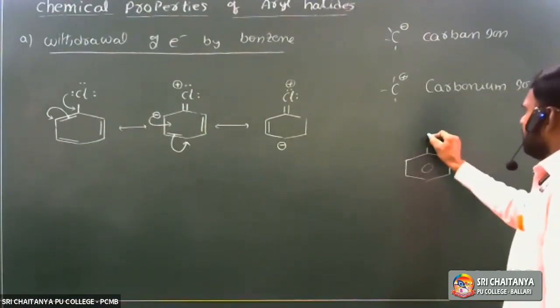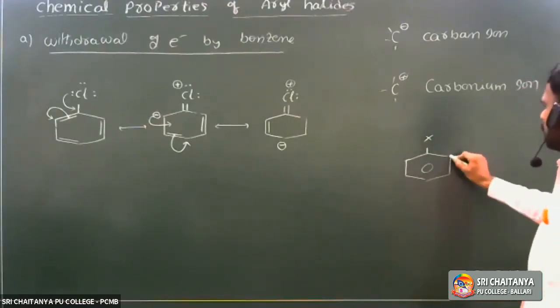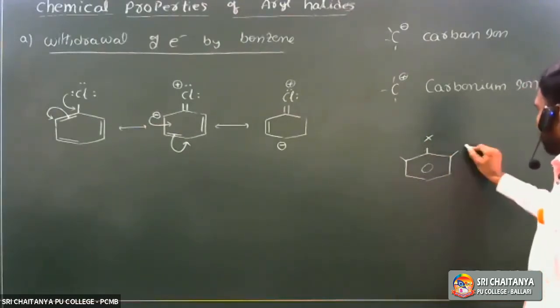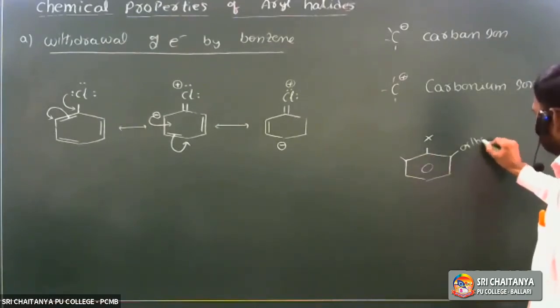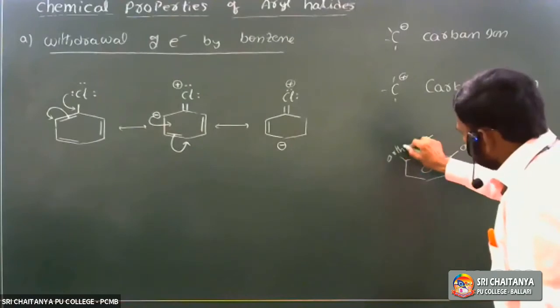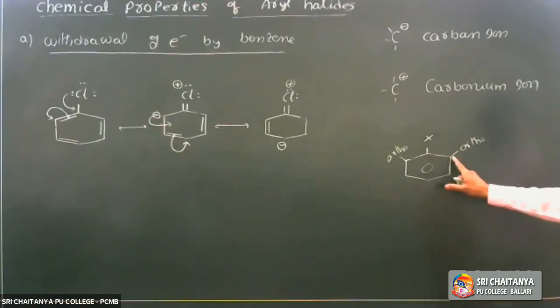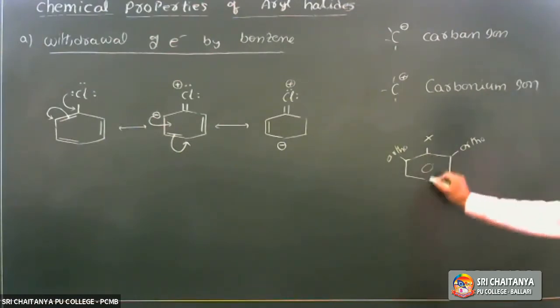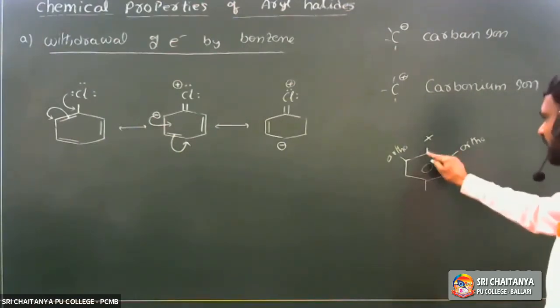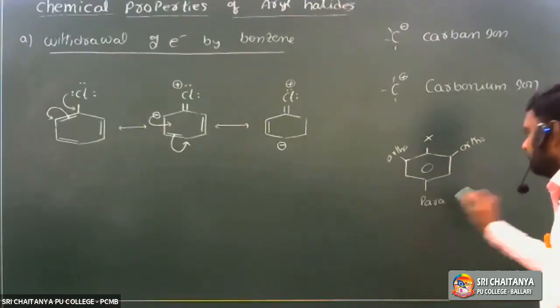Suppose a substituent is present here. It is the substituent. So adjacent positions are considered as ortho positions. These two are ortho positions. So it is 1, it is 2. Okay? So 1, 2 positions. The second position is ortho. Next, opposite to the substituent, it is called the para position.